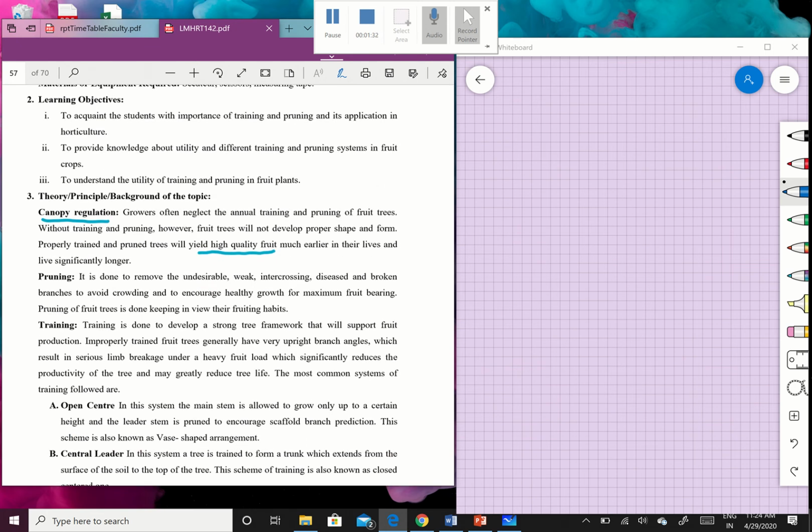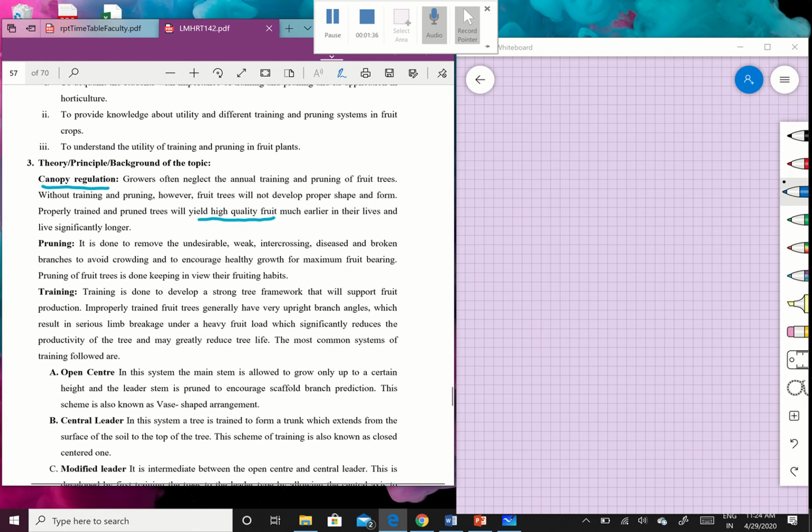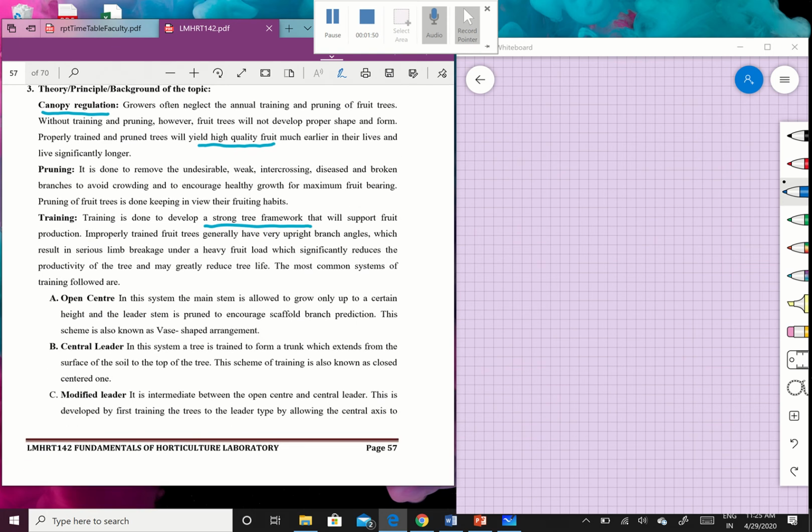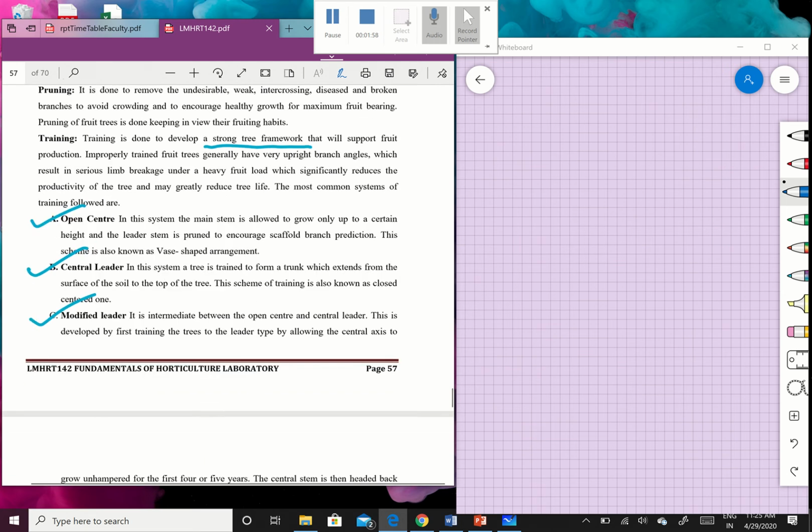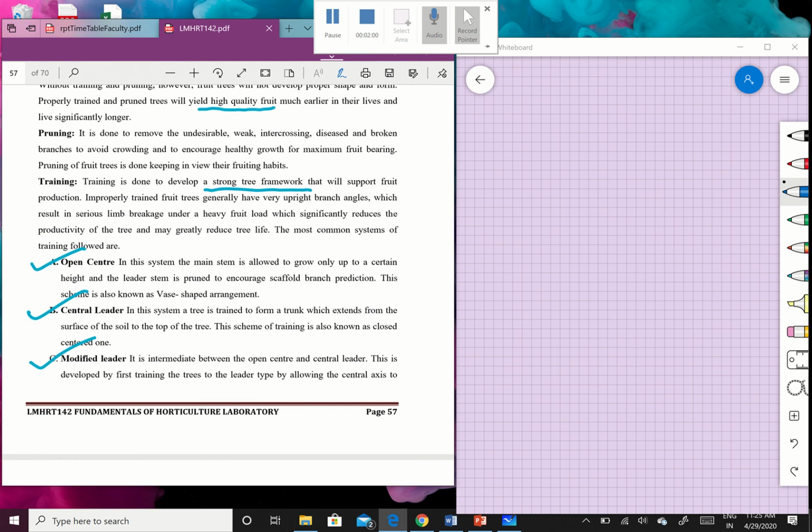Pruning is the removal of undesirable plant parts. Next, training is to give a strong tree framework that will support fruit production. There are different types of training systems. Today we are going to discuss the three important training systems: open center, central leader, and modified leader. You have to know these.